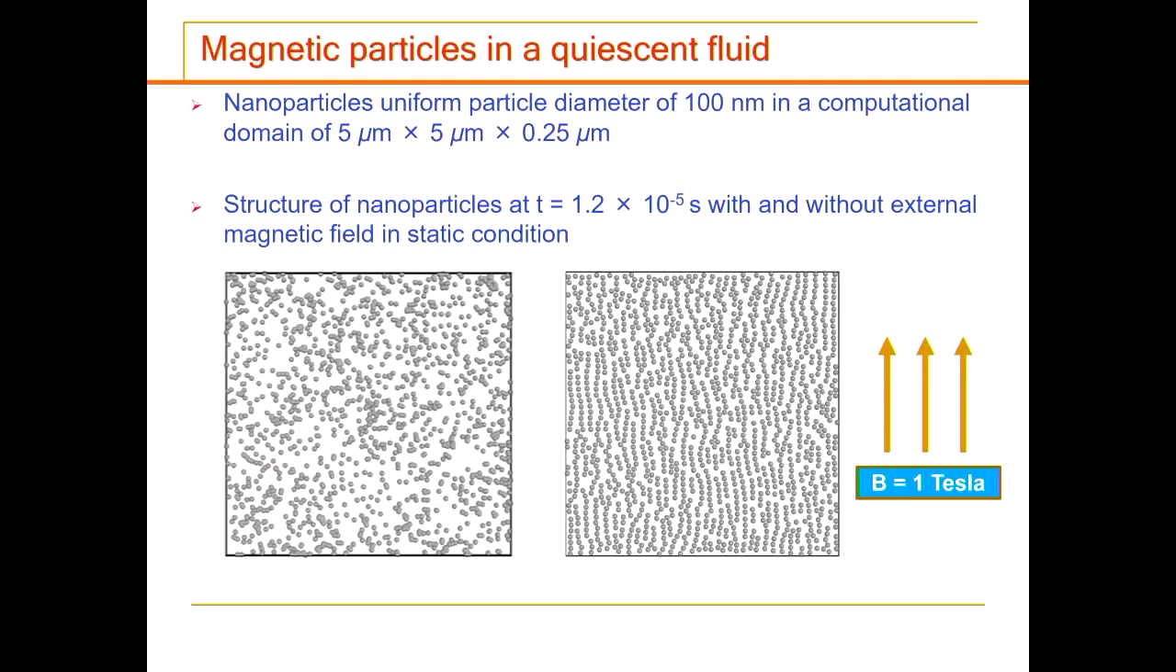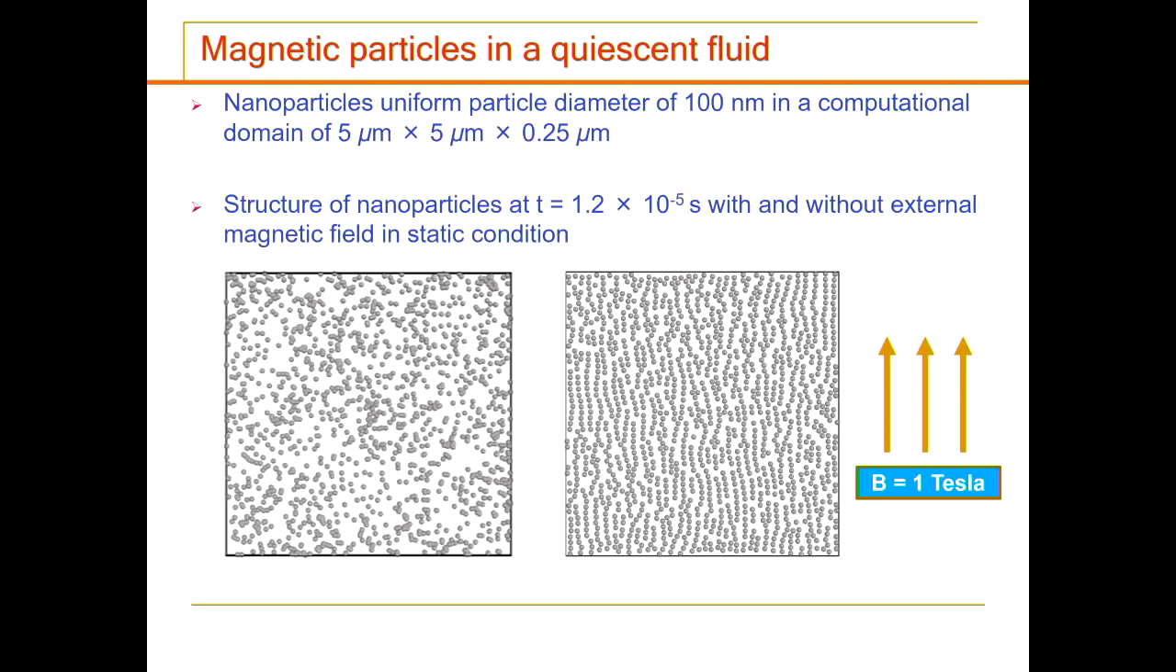Another example is what we have done on how to subject nanoparticles to a magnetic field. This was carried out by one of my PhD students. Based on the aggregation of iron particles at nano size, we can align the nanoparticles according to the direction of the magnetic field.